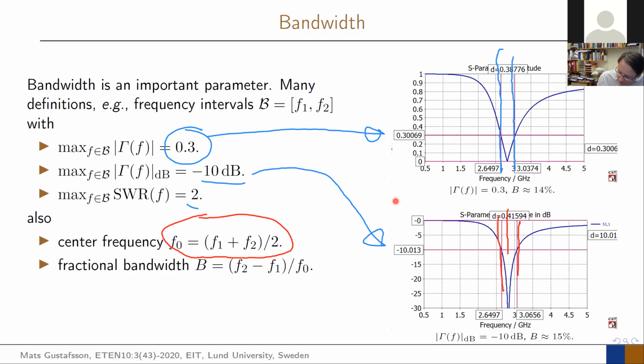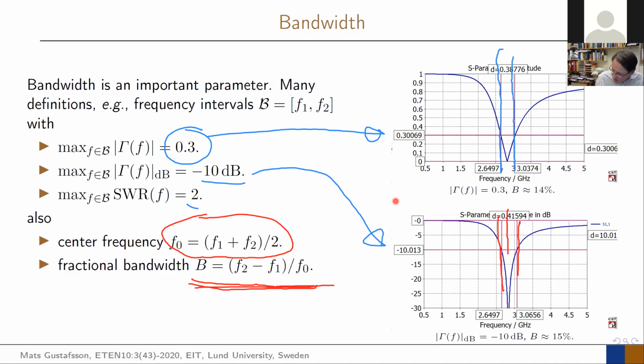And when you have done that, you can define your fractional bandwidth. And for antennas, you always talk about fractional bandwidth. You hardly ever would talk about absolute bandwidth. If you think of a communication system, there you say, I have 20 megahertz of bandwidth. I have 50 megahertz of bandwidth. That's an absolute bandwidth. In antennas, you normalize it. So you talk about the fractional bandwidth as a number, like 0.2, 0.3, alternatively 20% or 30%.